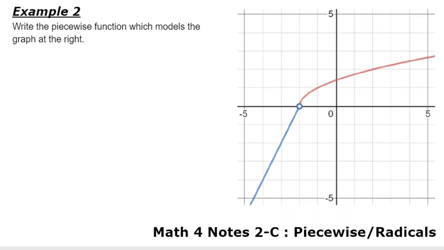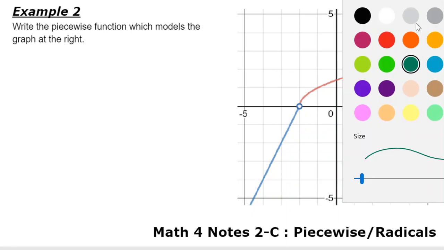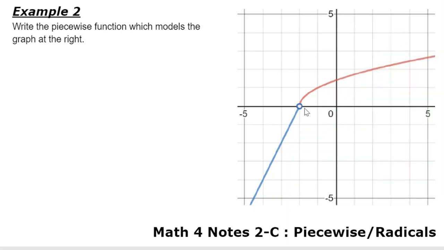Example 2. We've done this sort of thing before. This time we've got what appears to be a square root curve involved. Now I want to talk for a second about this open circle down here. Because if this had been like this, then we would have looked at the blue dot and said, okay, closed circle for the blue line, and the red line must be an open circle. We've done that before.